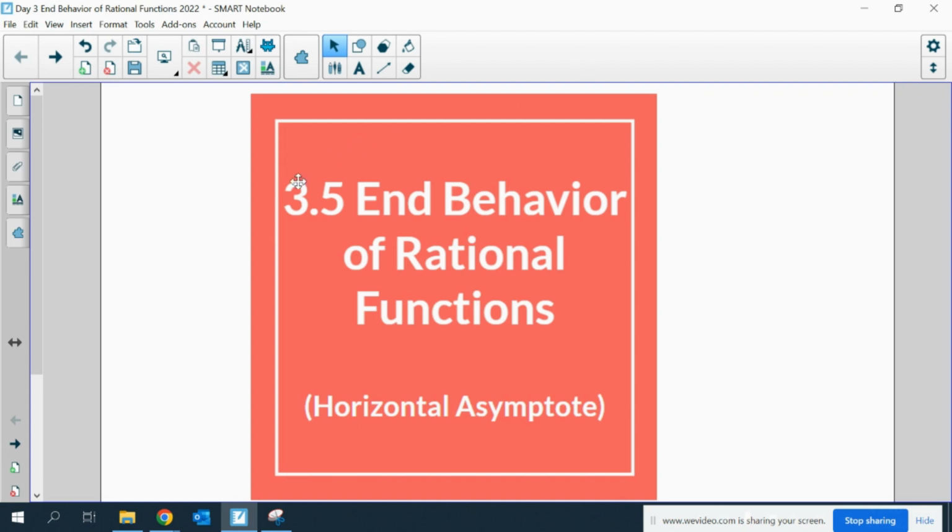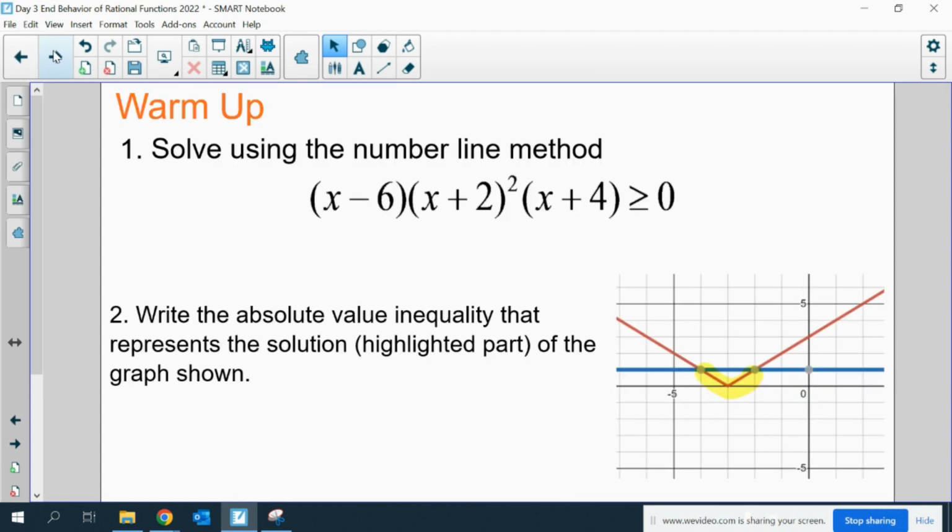This video is about end behavior of rational functions, which is closely related to what a horizontal asymptote is. First, let's do a warm-up. Solve using the number line method. This is a polynomial.